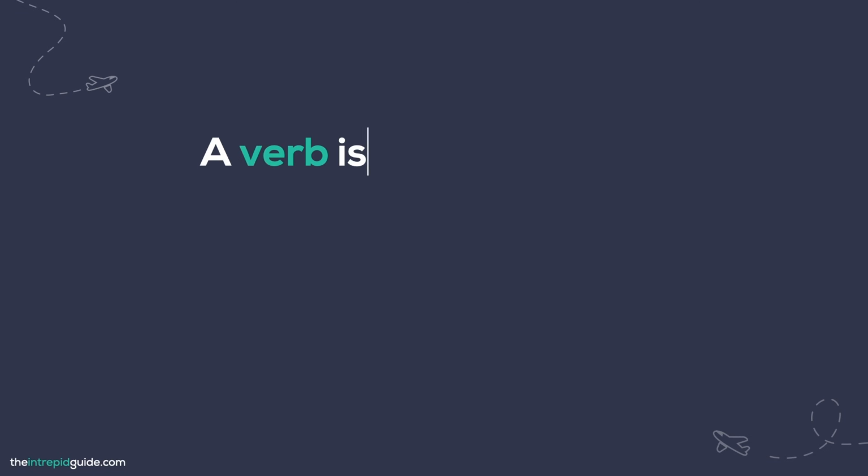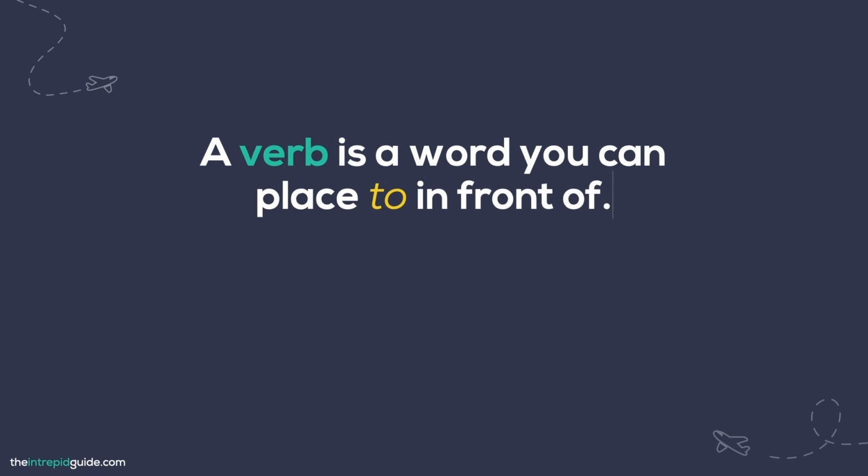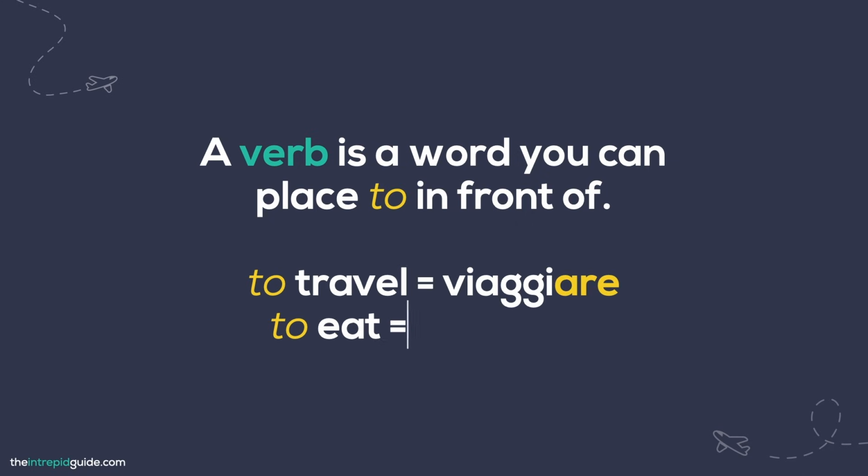So, what are verbs? Well, a verb is a word that you can place "to" in front of. So in English we have "to travel," which in Italian is viaggiare. There's also the verb "to eat," which is mangiare in Italiano. These are examples of verbs in their full form, which is called the infinitive. So the infinitive form is a verb that hasn't been conjugated, so it's the unconjugated verb.